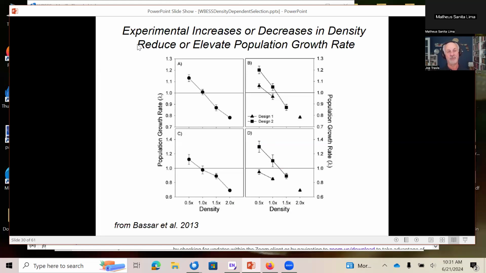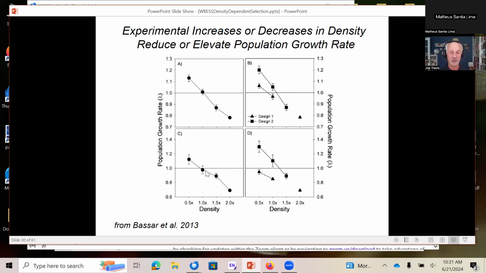And here's the result. Experimental increases or decreases in density in our pools either reduce or elevate population growth rate. These four panels illustrate four different times we did the same experiment, manipulating density. And I'll just look at the upper left for the moment. We start with 1.0x, meaning the actual density of the pool. In pools where we halved the density, population growth rate went up. In pools where we increased the density by 50%, it went down. Where we doubled the density, it went down even more.